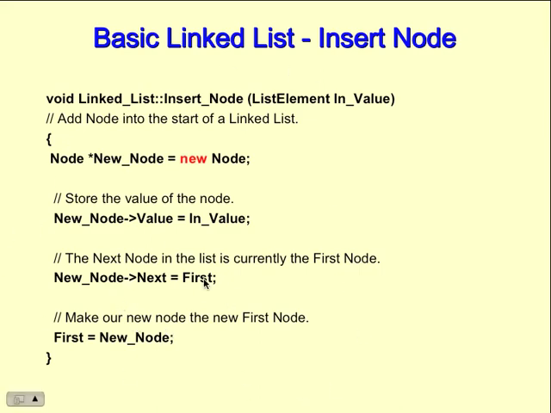So the next one is going to be equal to first. So you make a new node with a new first node. First is equal to new node, essentially. So now we have first equal to new node, which means it is the first item.